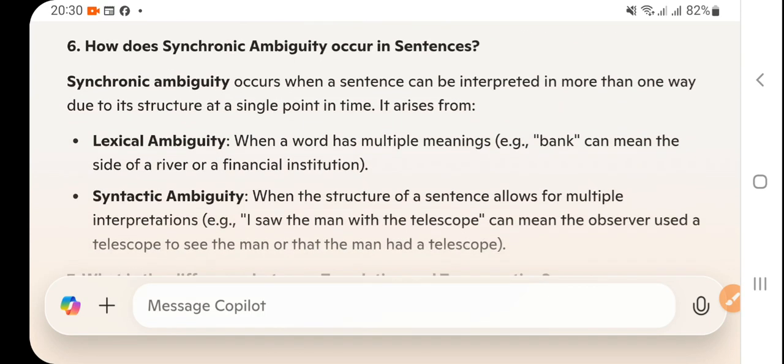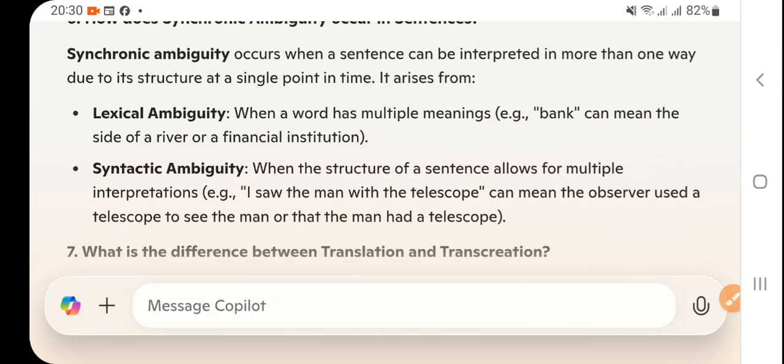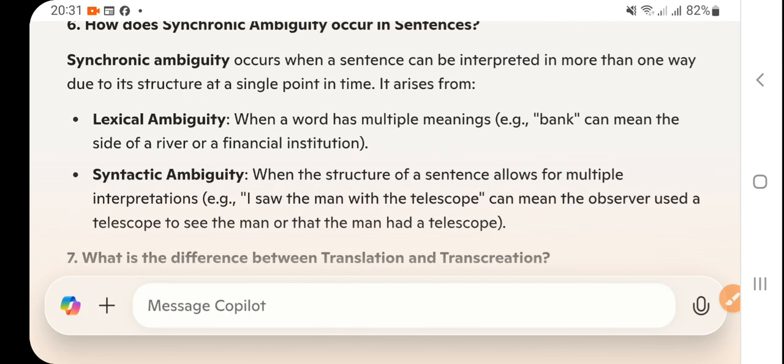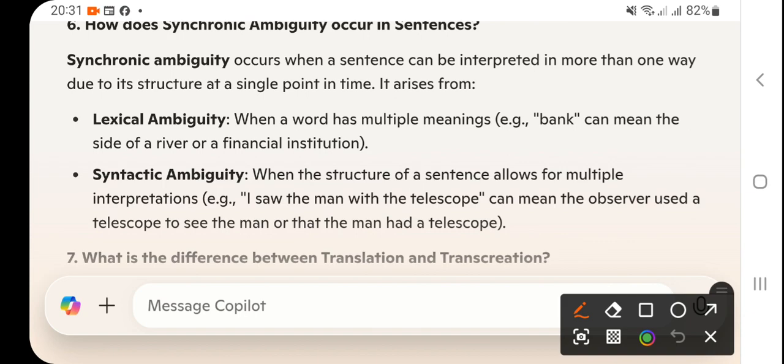Okay, how does synchronic ambiguity occur in a sentence? Synchronic ambiguity occurs when a sentence can be interpreted in more than one way due to its structure at a single point in time. It arises from lexical ambiguity or syntactic ambiguity.